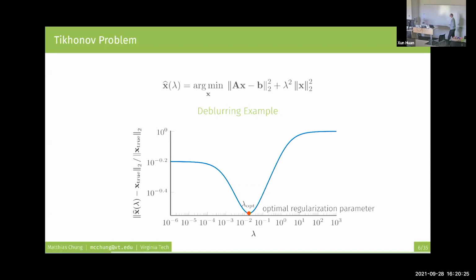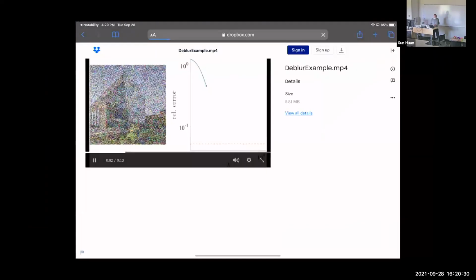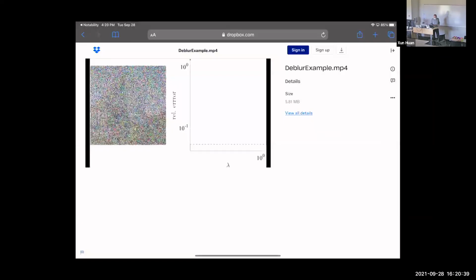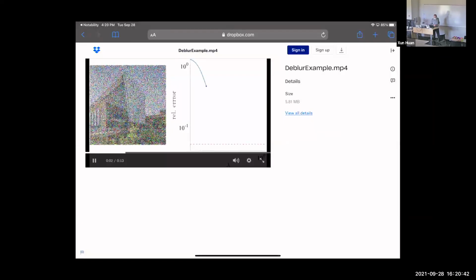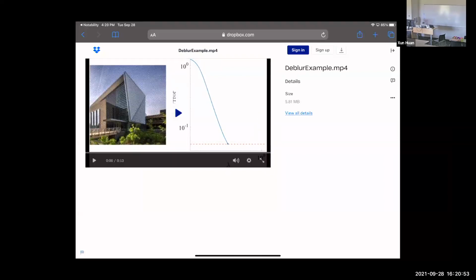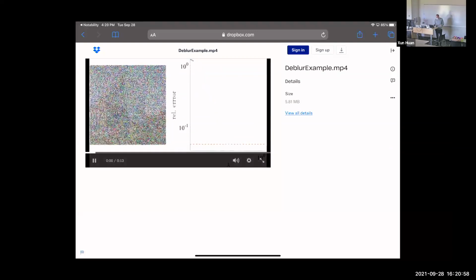Let me illustrate that on the deep learning example, which we had earlier. Let me just see if I can run it. Oh, there we go. Okay. So the image you just saw before, I just chose different regularization parameters, right? So you start with a very small regularization parameter, and maybe I can just slide through this.